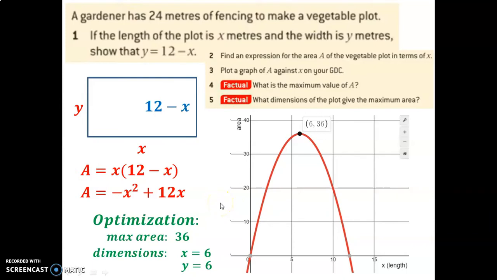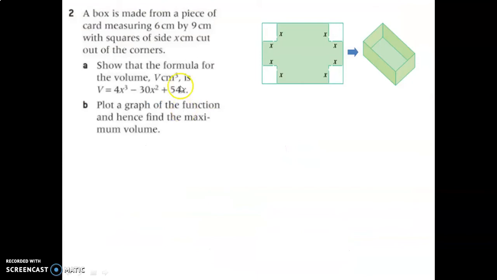Let's look at this in another problem. So let's say we have this, and we're familiar with this problem. We've seen it a bunch of times already. This is a classic problem, but it's a really great one to illustrate how volume becomes a cubic model. So we have a box made from a piece of cardboard measuring 6 by 9. So this would be 6 centimeters, 9 centimeters. And then squares measuring x by x are cut from the corners. Everything's folded up to make this box.